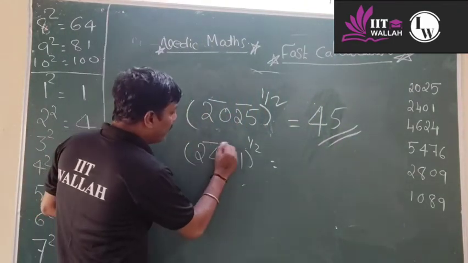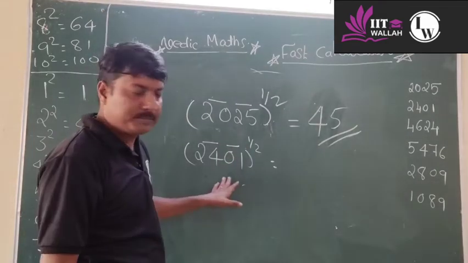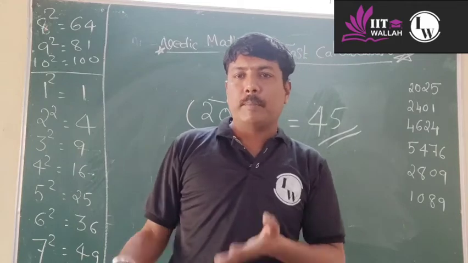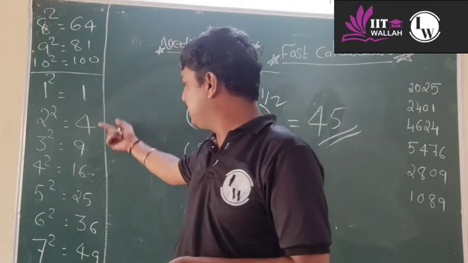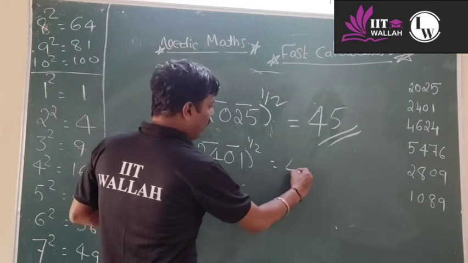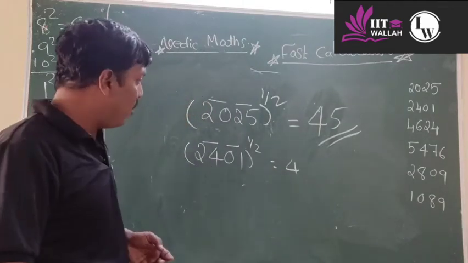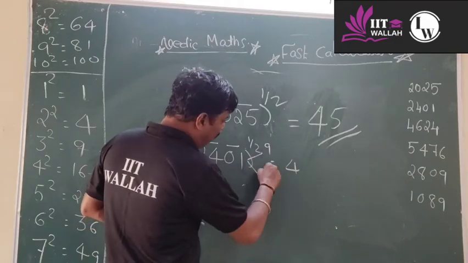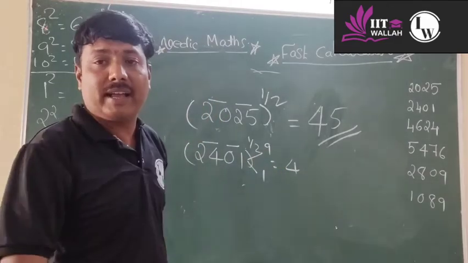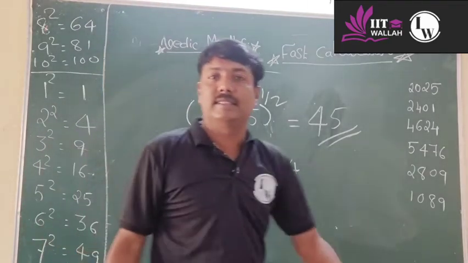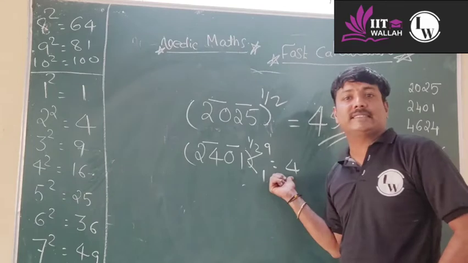So here the grouping is 24 and 01. Which is the perfect square nearby 24? Below 24, from the table you can see it is 16 itself. So 4 is our first digit. Now we need to find whether 9 or 1 will come in the ones place. How can we find it? After getting this, you need to multiply this number with its successor.